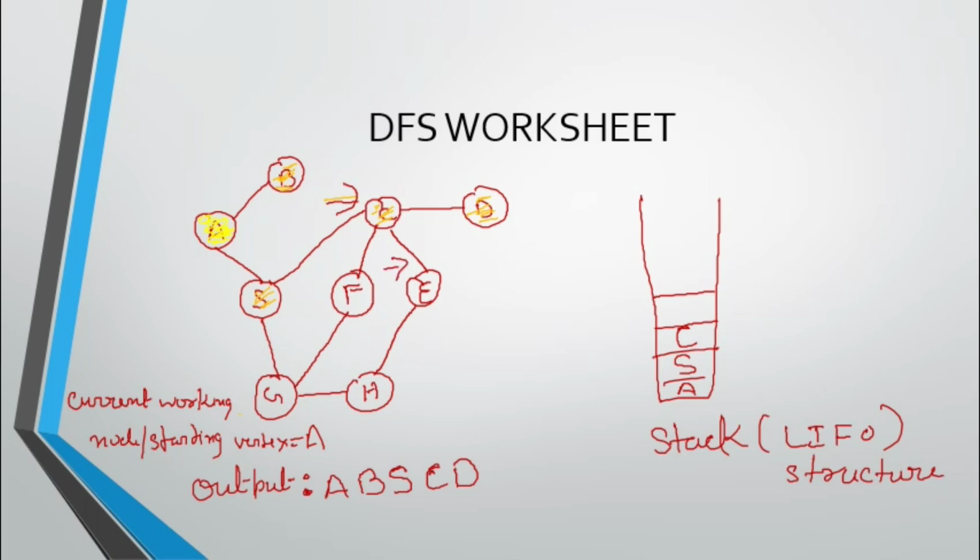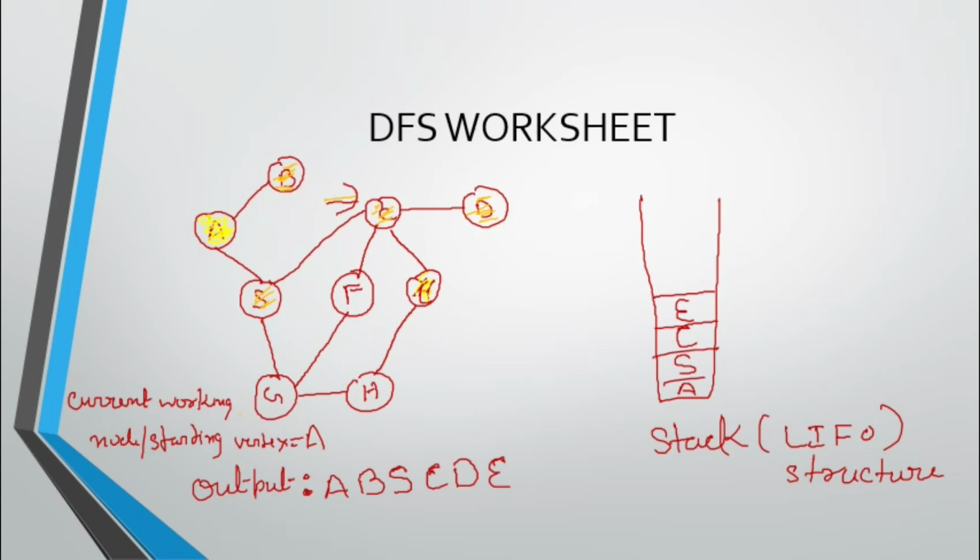As I go into E, I write E into the output sequence, push E into the stack, mark E as visited, and change the current working node to E. From E, I again have the option to go to H, and I also have the option to go to C.